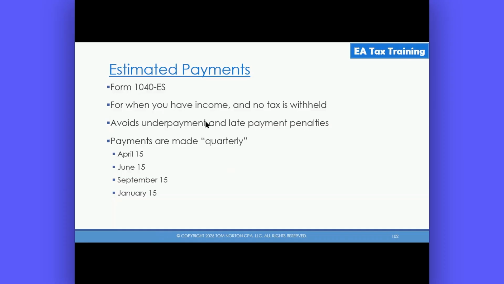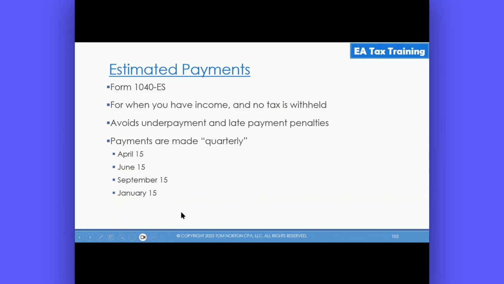So you are paying in as you go along. But if you don't have withholding, the way you pay in as you go is by making these estimated payments. And they are called quarterly estimated payments. Although when you look at the dates here, they're not exactly on the quarters.